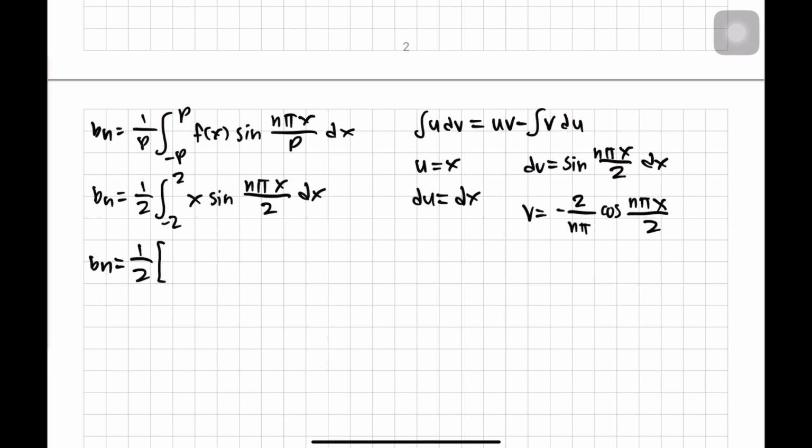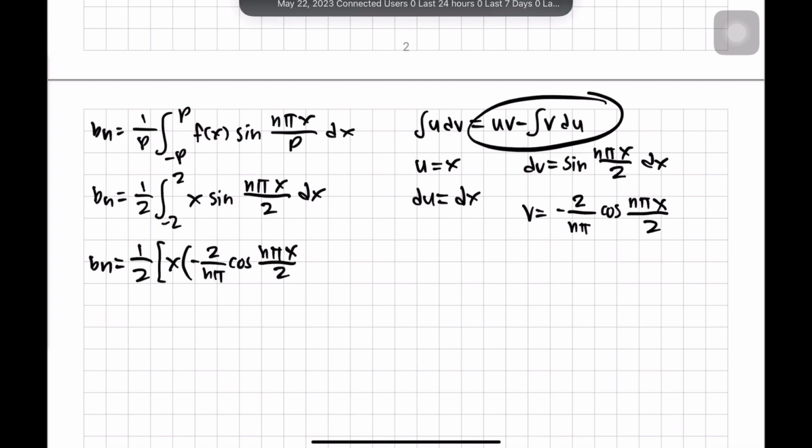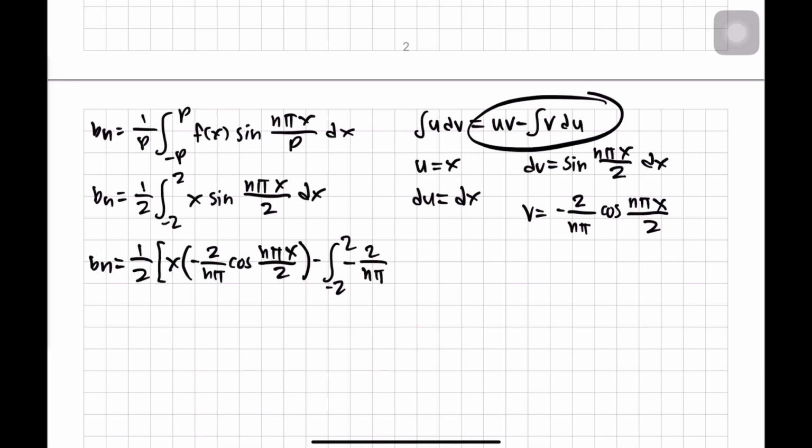So just need to put it back into the equation for bn. So we have our u is x, our v is negative 2 over n pi cosine n pi x over 2. All right, so next is minus the integral of v du, where v is negative 2 over n pi cosine n pi x over 2, and dx. Okay, so that's our v, and our du, that's dx. So I put it right there.